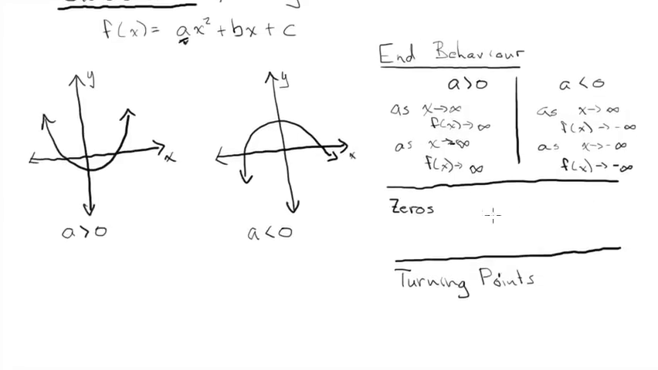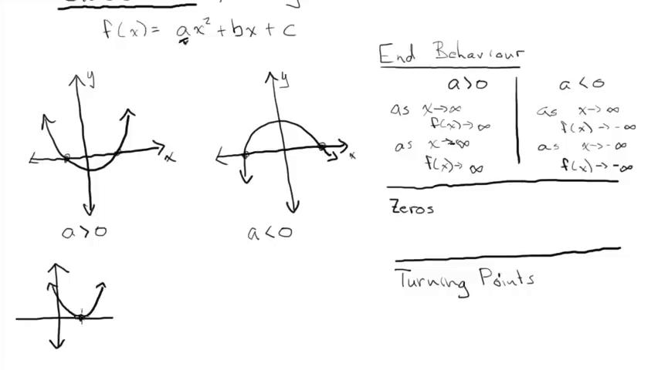Zeros. The zeros of a quadratic. Well, in this case, I have 2 zeros. One here, and in this case I also have 2 zeros. You may or may not remember that you won't always have 2 zeros. You could have it such that the parabola just touches the x-axis, so the vertex is right on the x-axis.